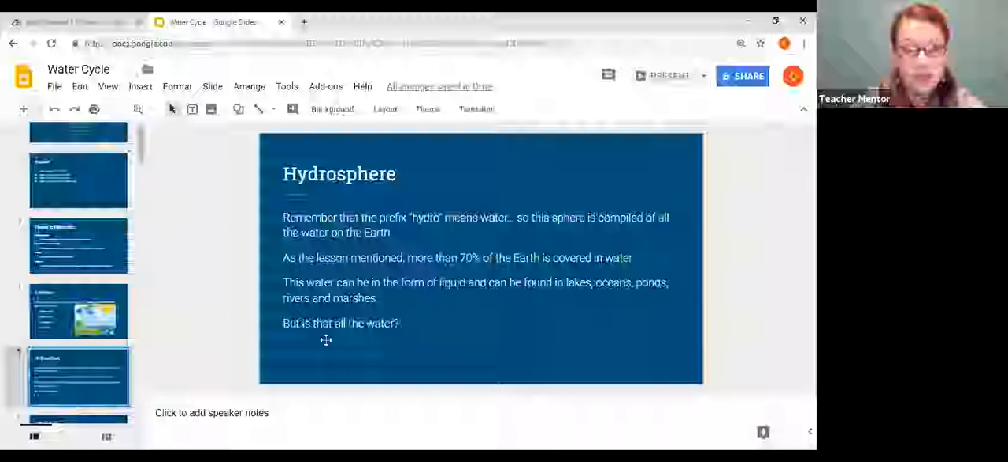So first, let's talk about the hydrosphere. The hydrosphere, remember that the prefix hydro means water. So this sphere contains all the water on the Earth.